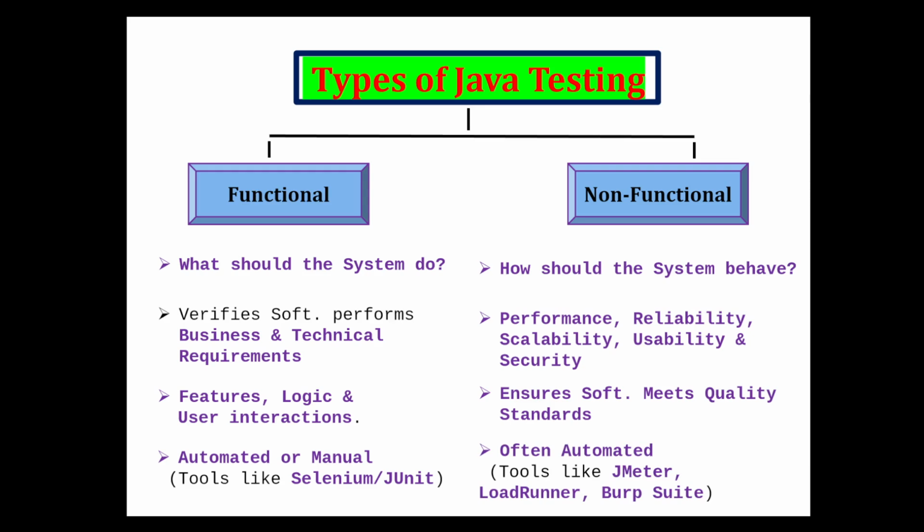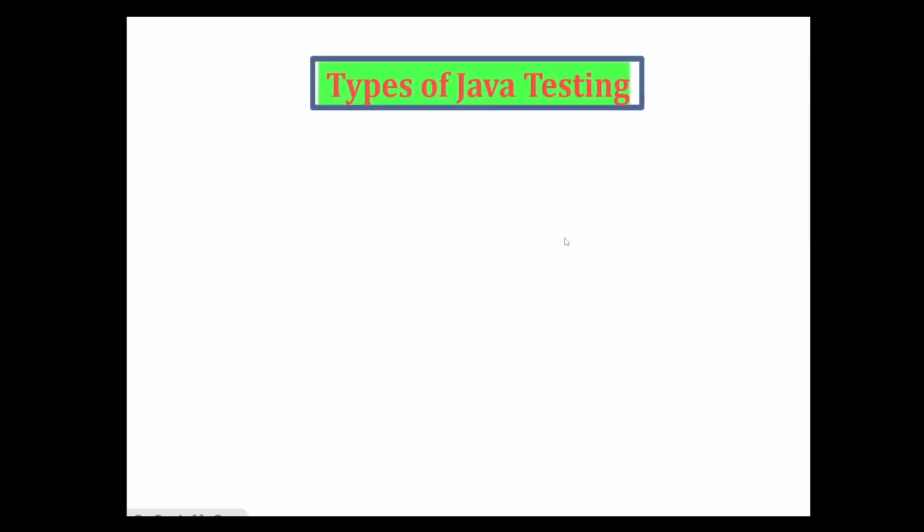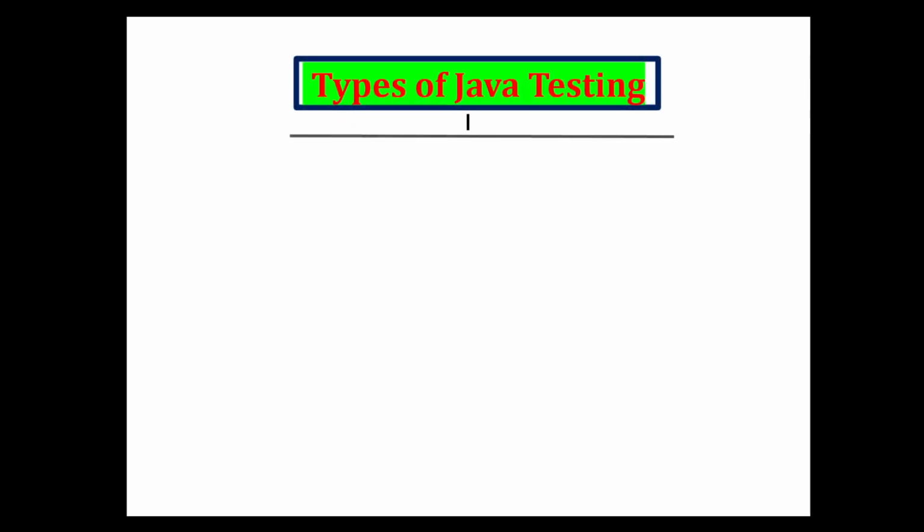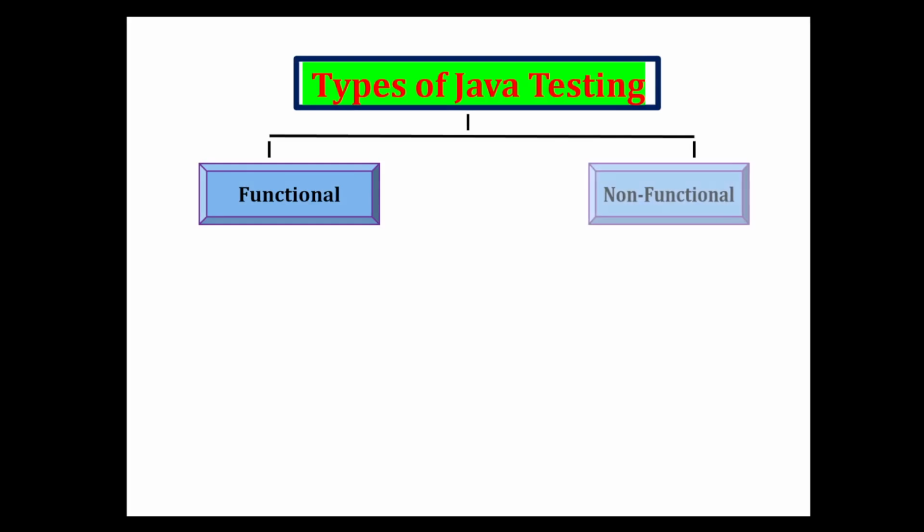So we have covered what is functional and what is non-functional in Java testing, and some notable points that you need to understand and keep in mind. We have well understood the main types of Java testing: first one is functional and the other one is non-functional. Now let us understand what testing comes under functional and non-functional.